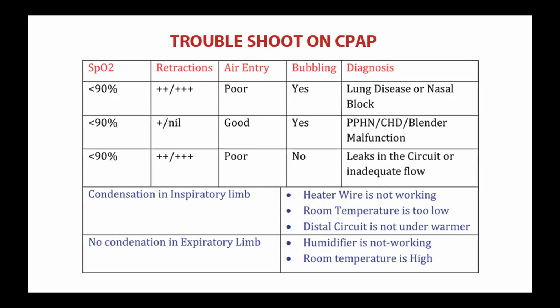Or the distal part of the circuit is not under the warmer. Especially the last part, if it's not under the warmer, there could be a dramatic drop in the temperature before it reaches the nares, and that could lead to condensation in the inspirator limb. You should expect some amount of dew drops or droplets in the expirate limb. If no droplets or dew drops are seen in the expirate limb, that means your humidifier chamber is not working or there is no water in the humidifier chamber.